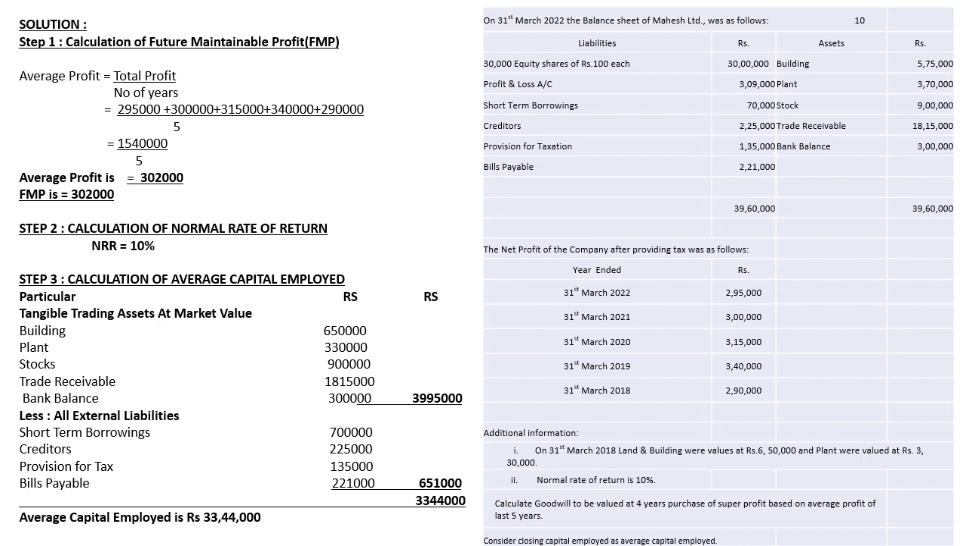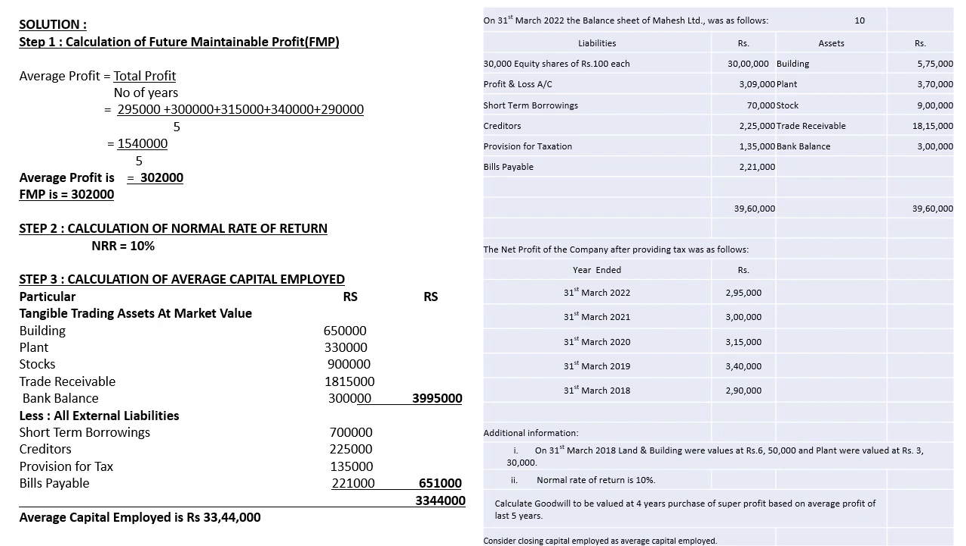Then step number 3 is calculation of average capital employed. So you are going to find out the average capital employed. Here you have to take all tangible trading assets at market value minus all external liabilities. Okay, this is the way of calculating average capital employed, which is step number 3. In tangible trading assets, we are going to take building, plant, stock, trade receivable and bank balance. Whatever is given on the asset side in this problem, we are going to take it. For building and for plant, they have given in additional information that they are revalued.